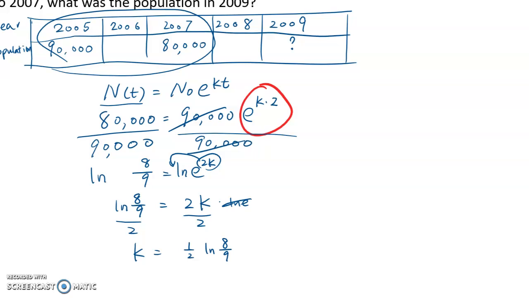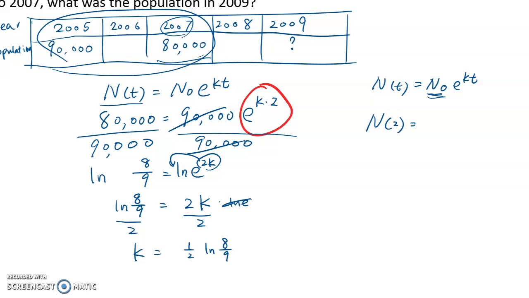All right, so for the next part, I'm going to use this formula again, where this time for the initial amount, I can either use 80,000 or 90,000. For 80,000, the t will be 2, right? For 90,000, the t will be 4. So I'm going to use 80,000 and t of 2, because from 2007 to 2009, that's 2 years.